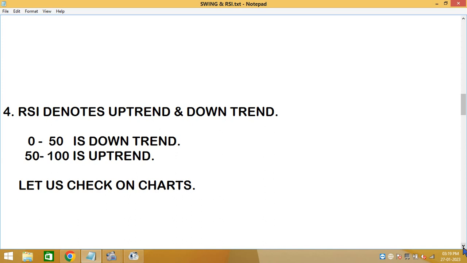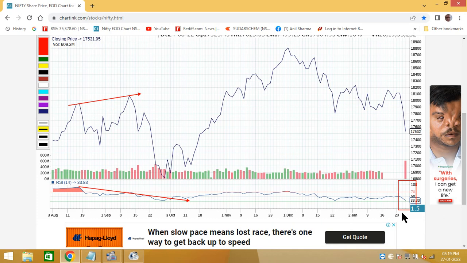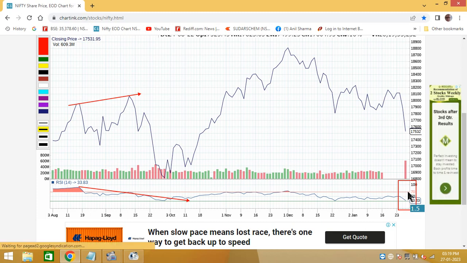Friends, the relative strength index denotes uptrend and downtrend. 0 to 15 is downtrend and 15 to 100 is uptrend, and let us together check it on the real charts. Now you can see here, this is from 0 to 100. Now 0 to 50, this 0 to 50 friends is your downtrend, and above 50 is your uptrend. Are we clear on this? So I will just remove this.